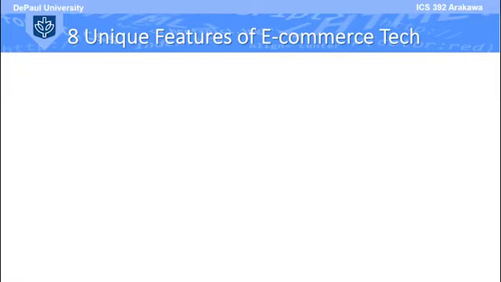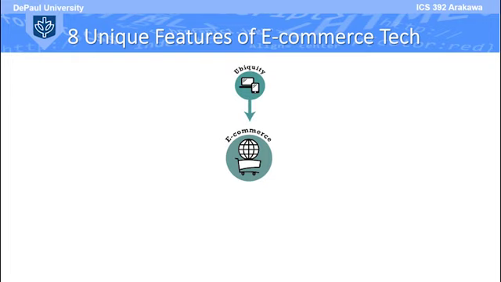Let's continue on and talk about e-commerce. So there are 8 unique features, and what we'll do is we'll introduce them, talk about them, and give you some examples where appropriate. The first unique feature is ubiquity, and that just means that it is everywhere. And this is primarily due to the advent of the mobile phone, smartphones, internet access through 4G, where it really makes it a realistic possibility to order something via your phone.